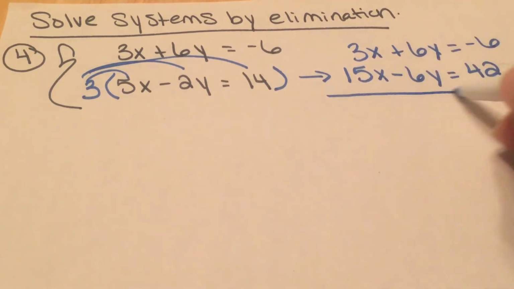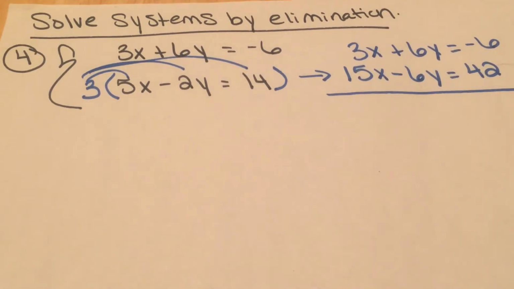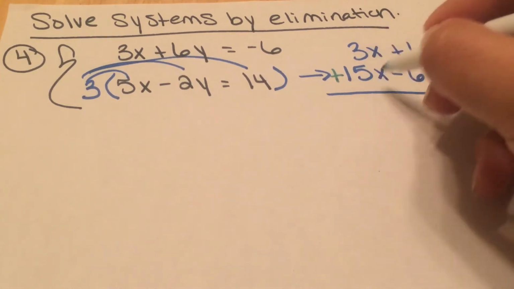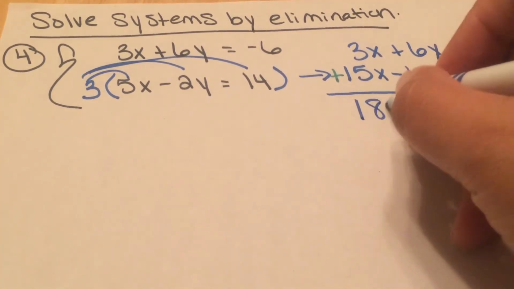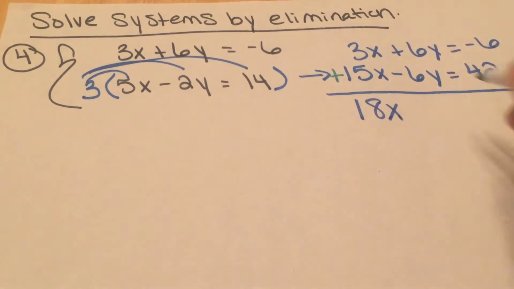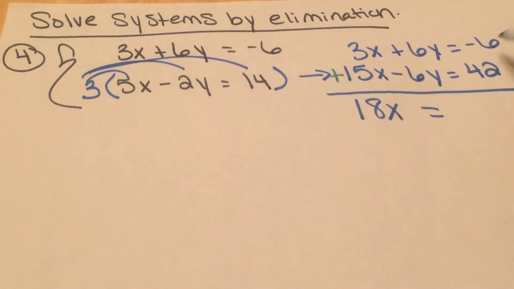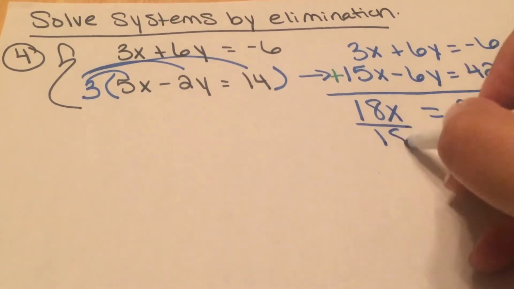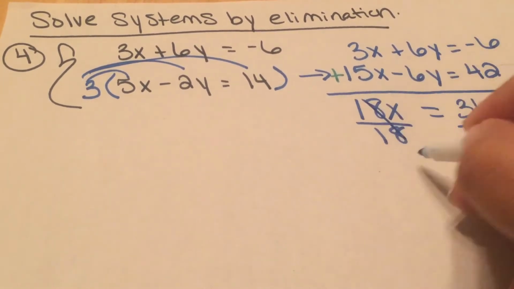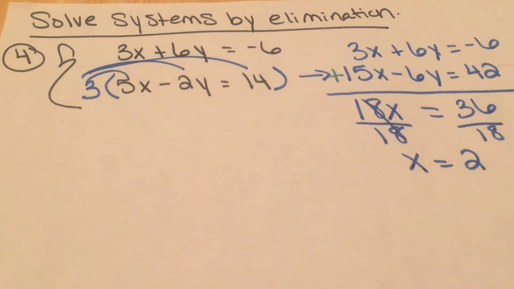Now I'm going to solve this just like I would with elimination. Just going to add both of these two equations together. 3x plus 15x is going to be 18x. The y's cancel out because 6y minus 6y is 0. And negative 6 plus 42 is going to be a positive 36. Do a little bit of algebra here that we're used to as far as solving equations, and we get that x is equal to 2.